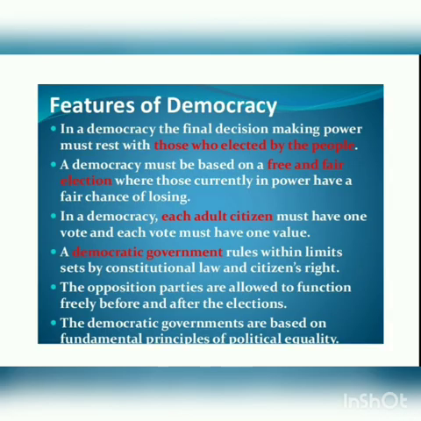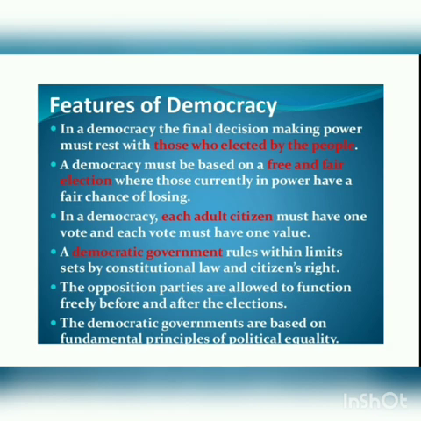Now we will discuss the features of democracy. In a democracy, the final decision-making power must rest with those elected by the people. These are the main thrusts of democracy. A democracy must be based on a free and fair election where those currently in power have a fair chance of losing.